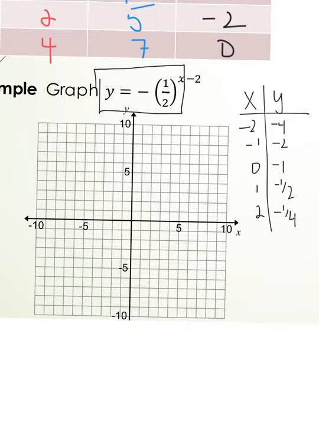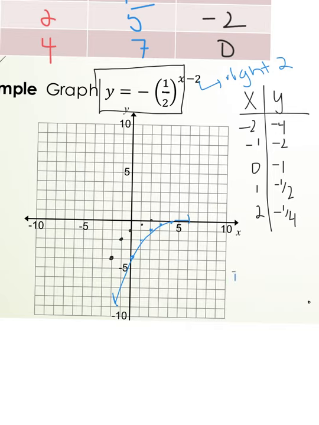And so now we're going to plot these points, -2, -4, -1, -2, 0, -1, 1, -1/2, and 2, -1/4. Now, remember this x minus 2 means it's going to go right 2. So we have a right shift of 2. So we'll just move all of the appropriate dots. And then draw our new curve.